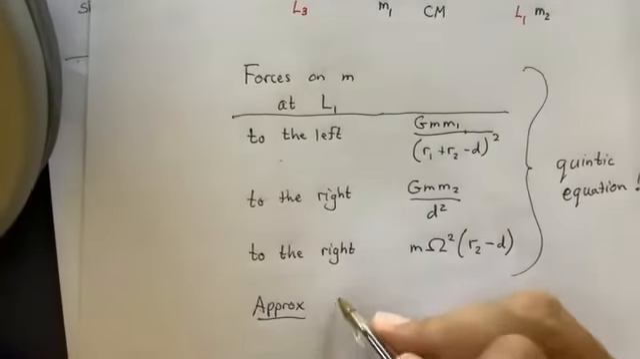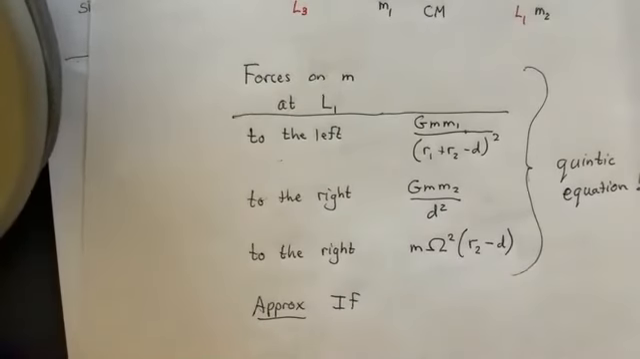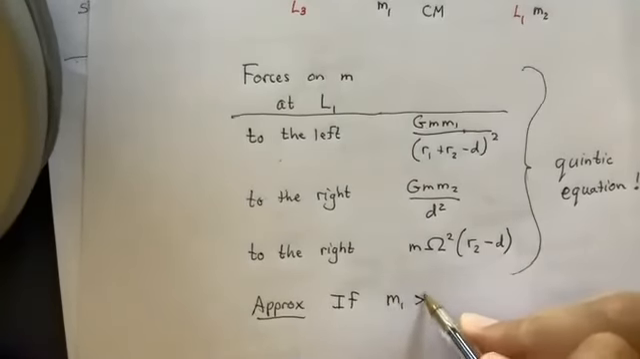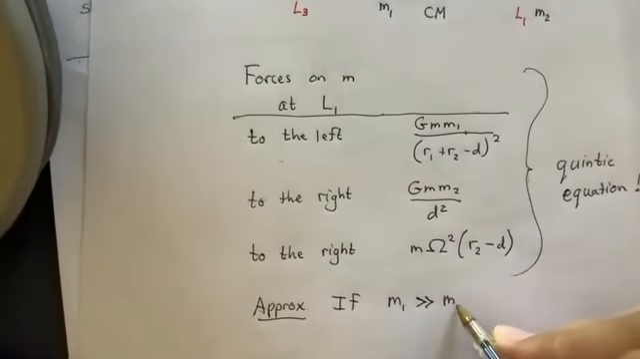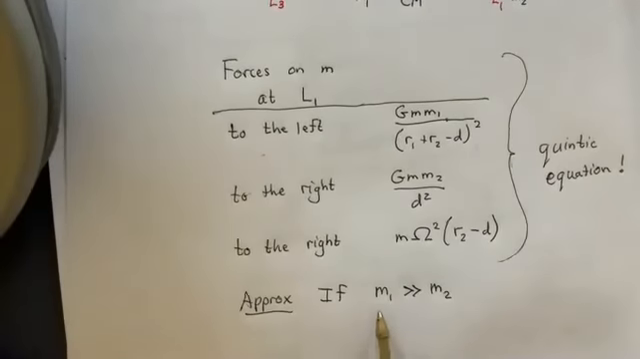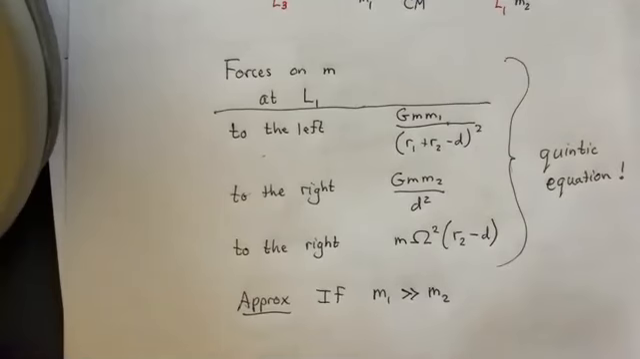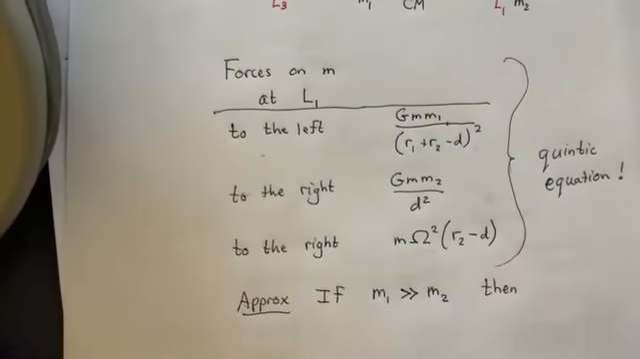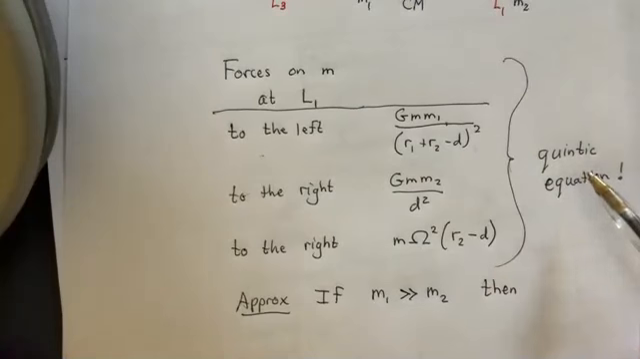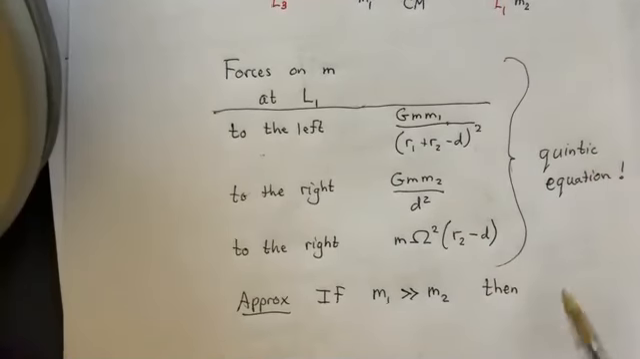If you have something like the Earth and the Moon, and this is relevant for the L1 gateway. Remember, the researchers working on the interplanetary superhighway, they're advocating the L1 gateway. If it's true that M1 is much greater than M2, so if this is the Earth and that's the Moon, this is a good approximation. Then you can do an approximate solution. In general, a quintic equation is rather nasty. The only thing that's easy to solve is a quadratic. That's 2nd order. Cubic, already very unpleasant, etc. Quartic, things get pretty bad.